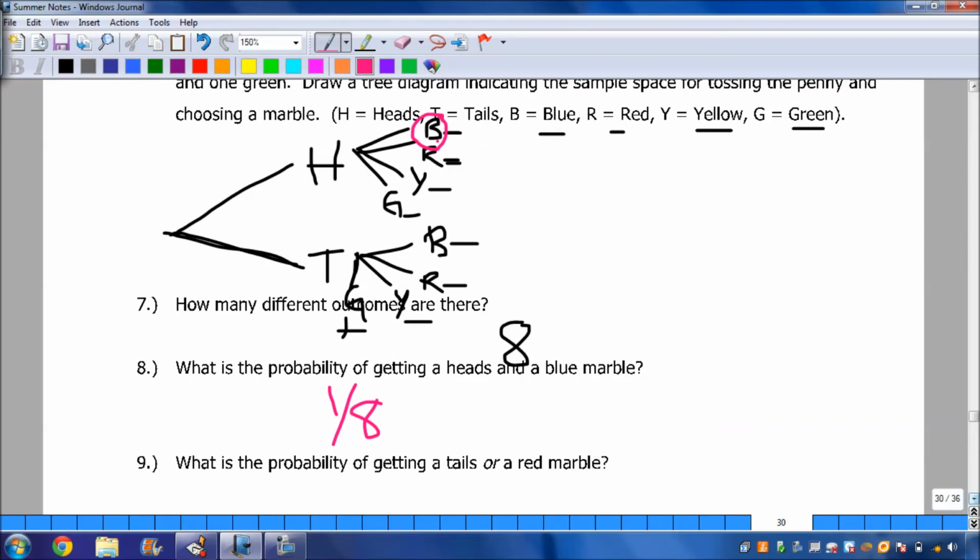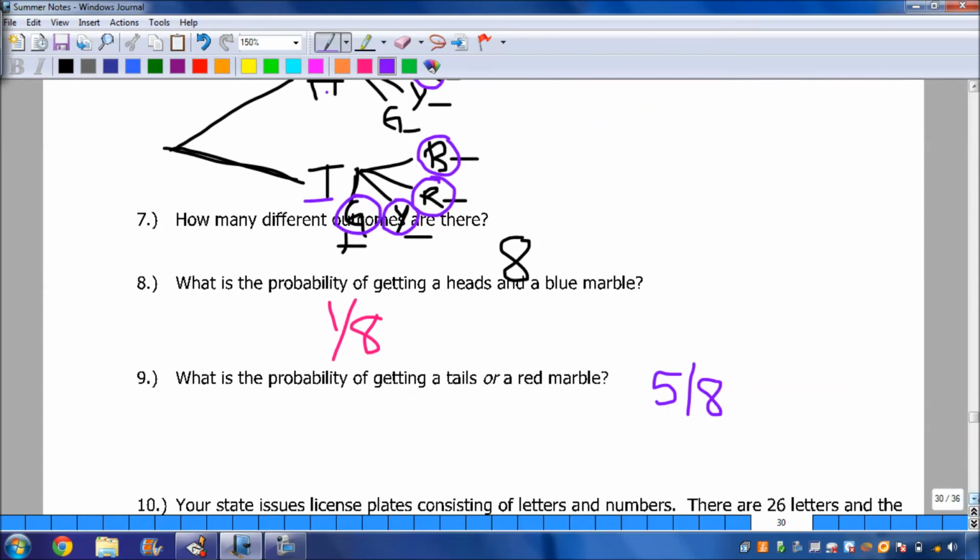Now, what is the probability of getting a tails or a red marble? So I'm going to circle all the possibilities in purple so you can see it. I can either get a tails or a red marble. So this is allowed right here. Even though it's a heads and a red marble, I got a red marble, so it satisfies the problem, okay? And then the probability of getting a tails, this is going to work, even though it's not red, because I've got a tails here. This is going to work, this is going to work, and this is going to work. So 5 out of 8 outcomes work, so the answer is 5/8, okay?